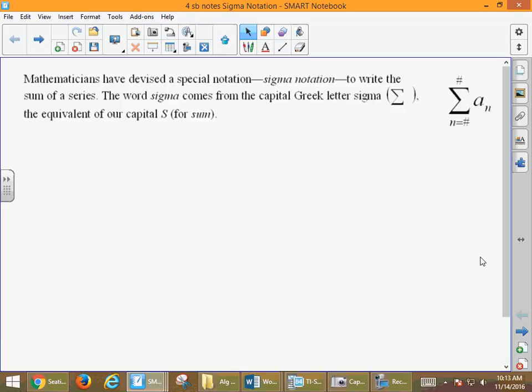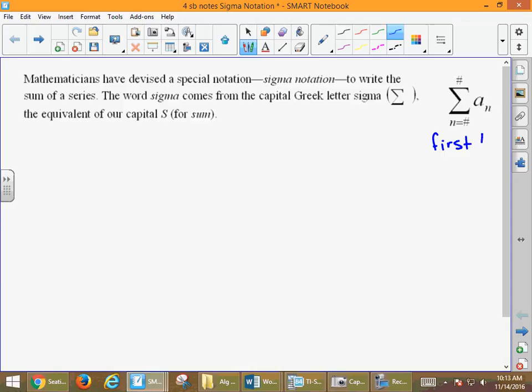That's going to be the first number that we're dealing with. And the number on top of our sigma symbol is going to be the last value of n. And then our a sub n is going to be our nth term equation in there.